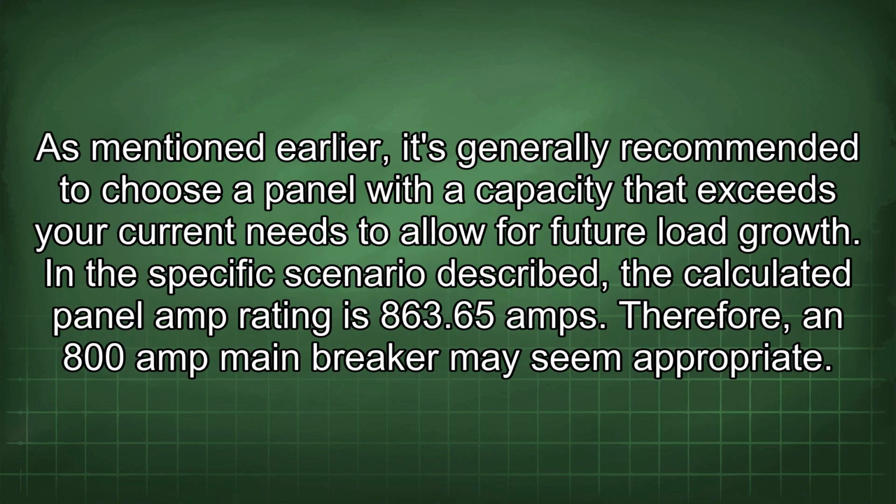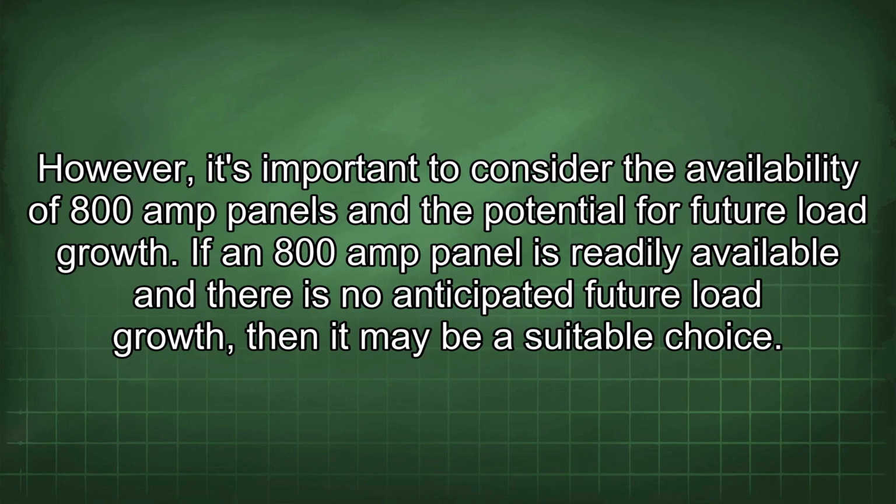As mentioned earlier, it's generally recommended to choose a panel with a capacity that exceeds your current needs to allow for future load growth. In the specific scenario described, the calculated panel amp rating is 863.65 amps. Therefore, an 800 amp main breaker may seem appropriate. However, it's important to consider the availability of 800 amp panels and the potential for future load growth.